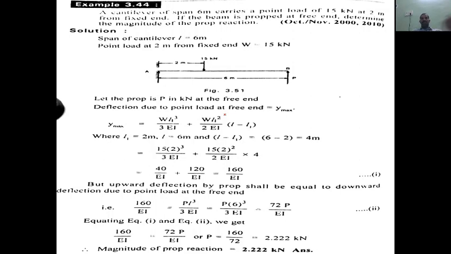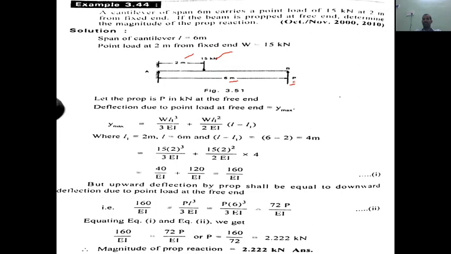Right? Let us take one more problem. A propped cantilever of 6 meters span carries a point load of 15 kilonewtons at a distance of 2 meters from the fixed end. It is given 2 meters and 15 kilonewtons. If the beam is propped at the free end over here, determine the magnitude of the prop reaction.